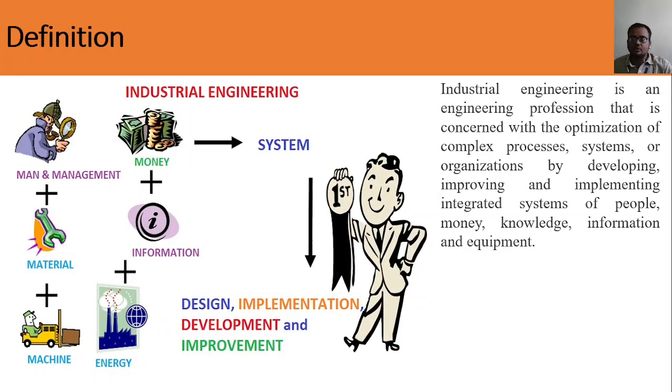First, let us delve into the definition of industrial engineering. Basically, it is called a technical management subject. The reason being, most of the topics which you study here belong to management concepts, whereas the applications seem to be in the engineering principles. So it is basically an engineering profession which is concerned about optimization of complex processes, systems, and organizations, where you can develop, improve, and implement different integrated systems of people, money, knowledge, and equipment.